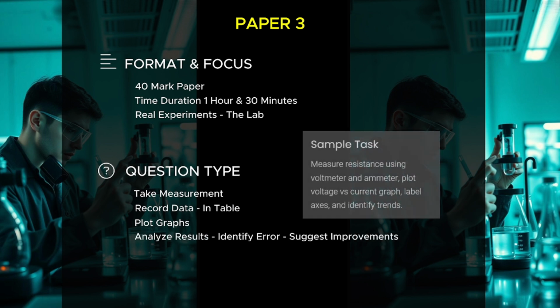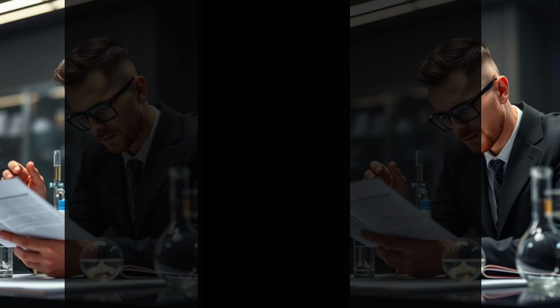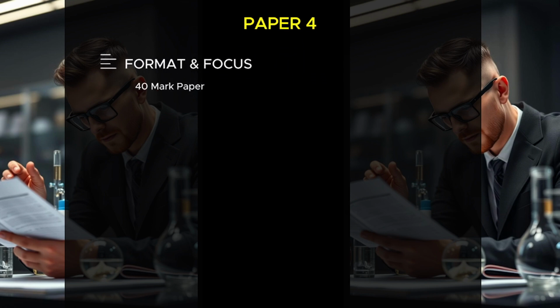For example, a sample question from a past paper says measure the resistance of a wire using a voltmeter and ammeter. Plot a graph of voltage against current. You're graded on your accuracy of measurement, your neat graph drawing, your proper labeling of axes, and clear trend identification. Moving to the last, paper 4, that is the alternative to practical. It's a 40-mark paper and you're supposed to complete it in 1 hour. No lab is required. Instead, you analyze descriptions of the experiment, ideal for private candidates or schools without lab access.